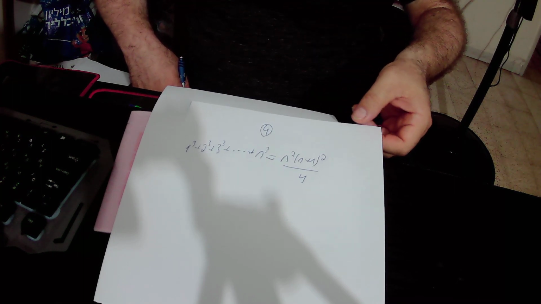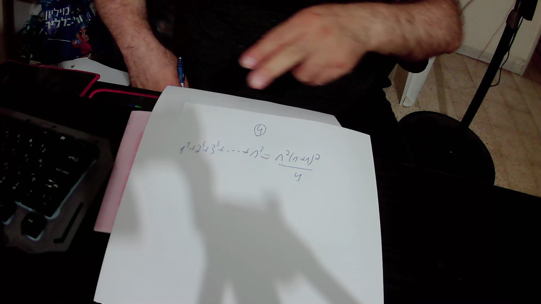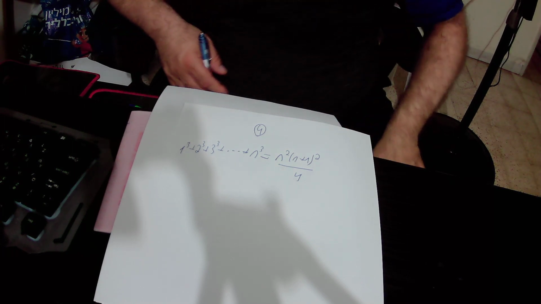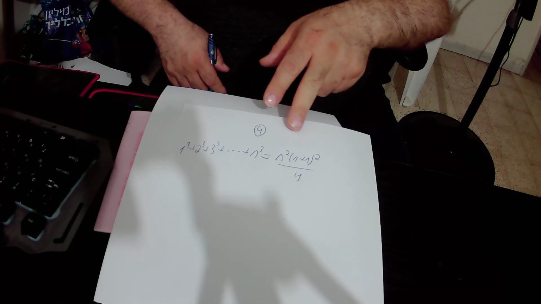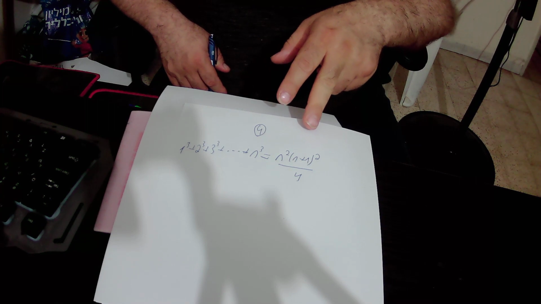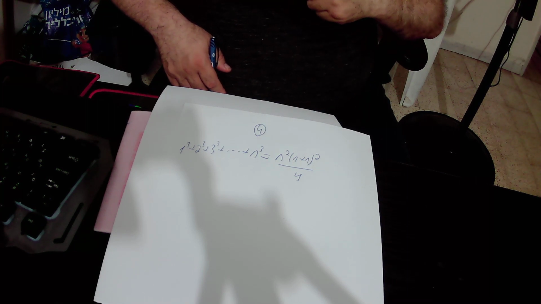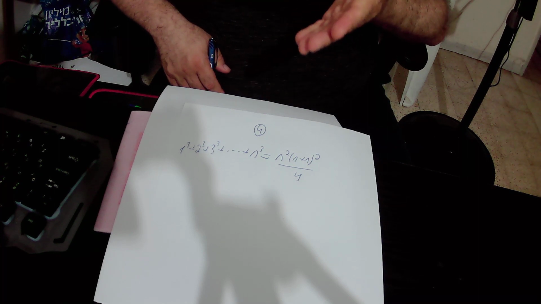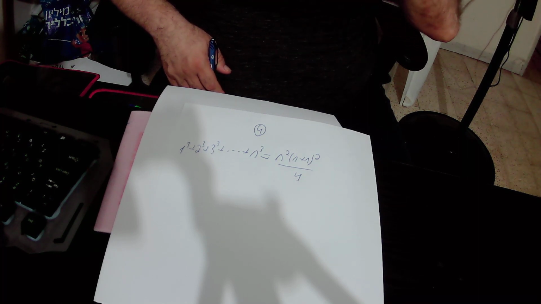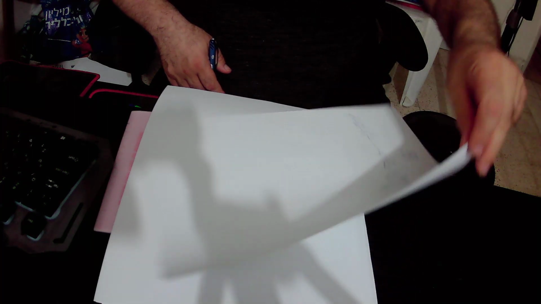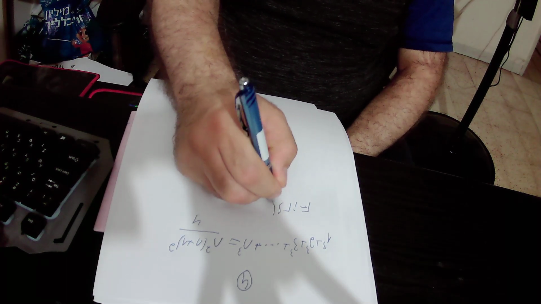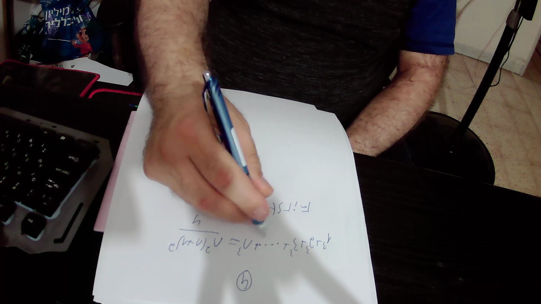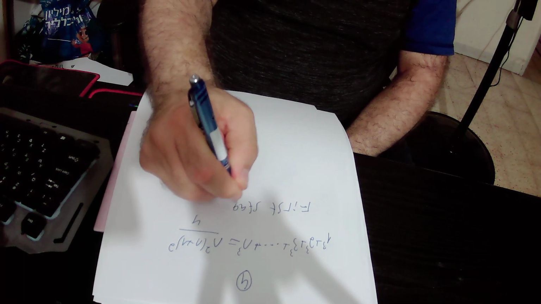Okay, so we will start. The statement is 1 to the power of 3 plus 2 to the power of 3 plus 3 to the power of 3 plus n to the power of 3 equals n squared times n plus 1 squared, all divided by 4. We have to prove that this statement is true for all the natural numbers. So we will start with the first stage. In the first stage, we will check if this statement is true for n that equals 1.